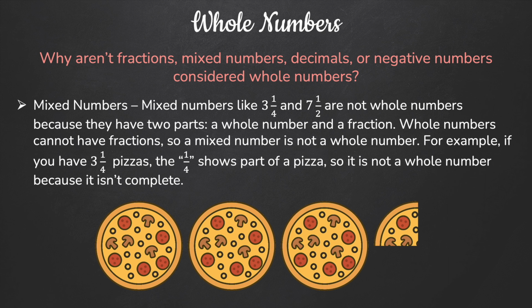Mixed numbers like 3 1/4 and 7 1/2 are not whole numbers because they have 2 parts. They have a whole number and a fraction. Whole numbers cannot have fractions, so a mixed number is not a whole number. For example, if you have 3 1/4 pizzas, the 1/4 shows part of a pizza, so it is not a whole number because it isn't complete.